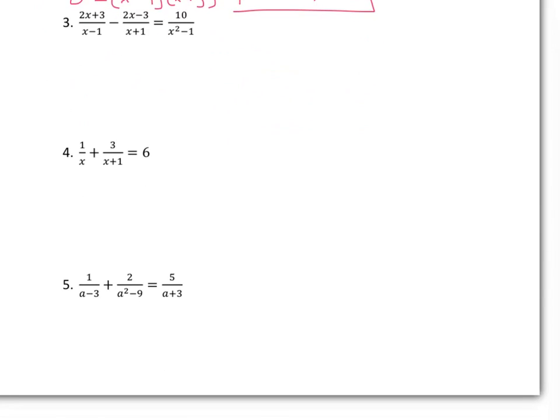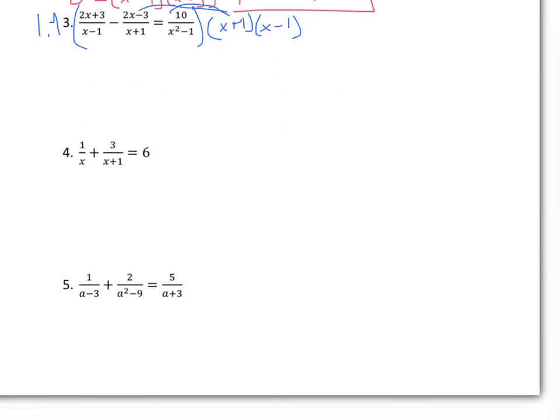Number 3. Alright, this one's very easy. Hopefully you see right away, I'm not going to write it out, but x squared minus 1 is (x + 1)(x - 1). So that's going to be our common denominator. We got to look out for 1 and negative 1 because those are the times that our denominator is going to be equal to 0. Those are possible extraneous roots. We're multiplying by (x + 1)(x - 1).